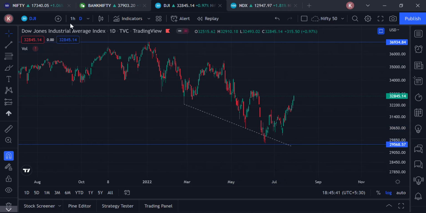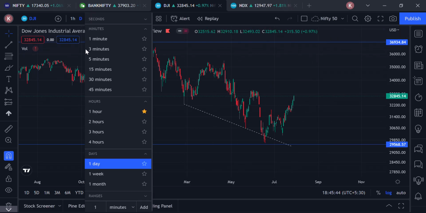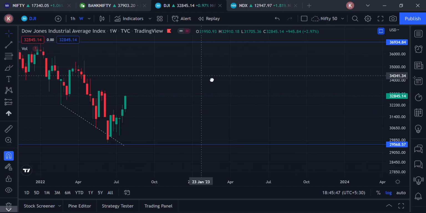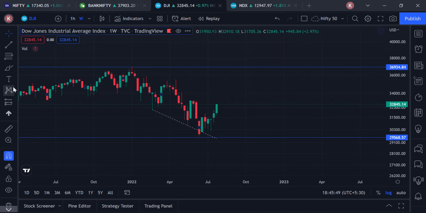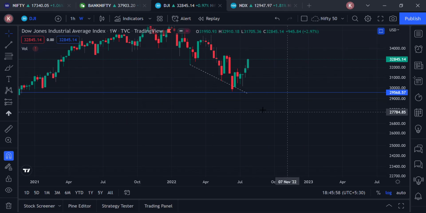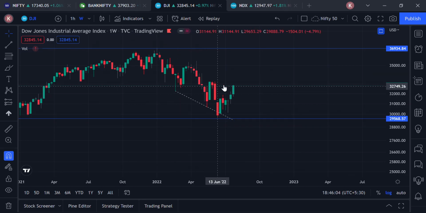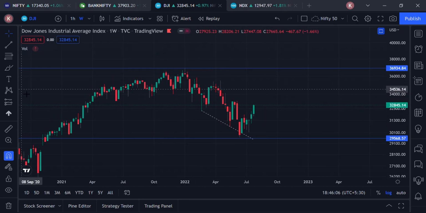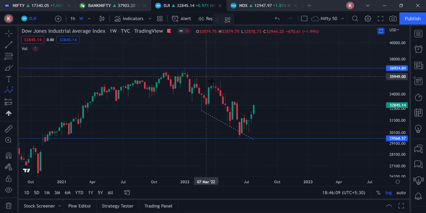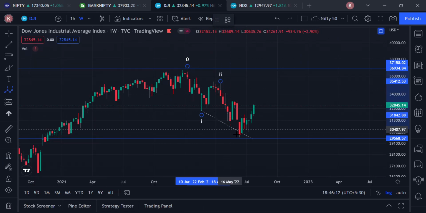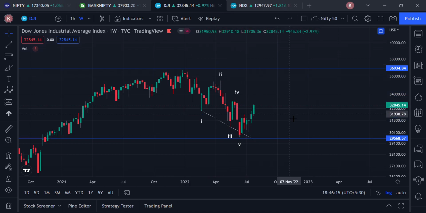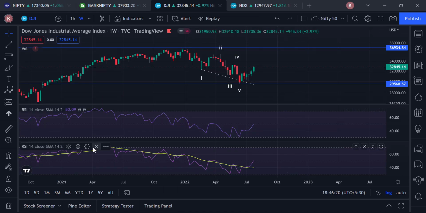Go on weekly. What diagonals actually are, those who have taken our courses will know, is that diagonals are majorly formed in the first wave or the wave A. So this looks like a diagonal to me, and in this diagonal you also have five waves. See, this is one, two, this is three, four, and five. So in diagonals also you will find five waves.